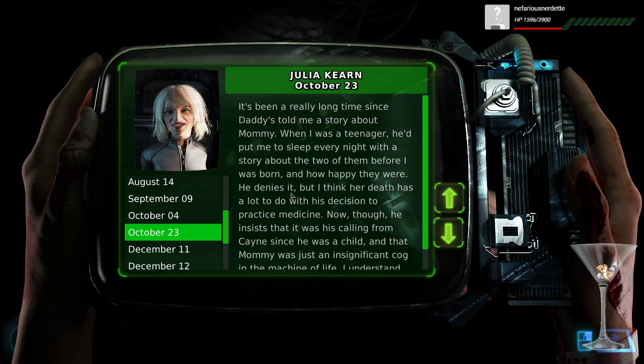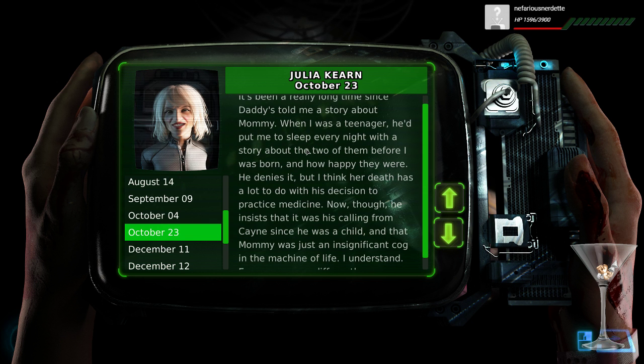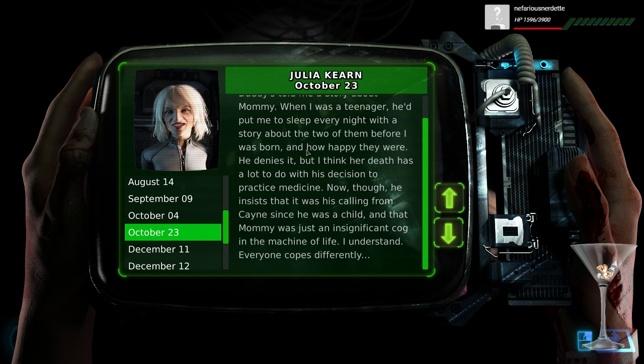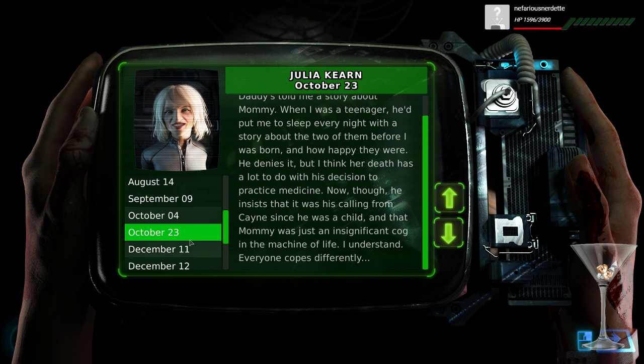October 23rd. It's been a really long time since Daddy's told me a story about Mommy. When I was a teenager, he'd put me to sleep every night with a story about the two of them before I was born, and how happy they were. He denies it, but I think her death has a lot to do with his decision to practice medicine. Now, though, he insists that it was his calling from Cayne since he was a child, and that Mommy was just an insignificant cog in the machine of life. I understand. Everyone copes differently.